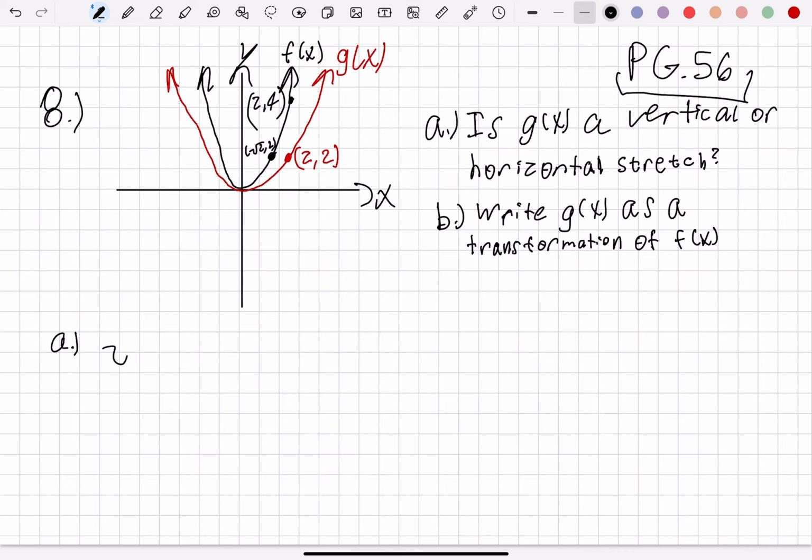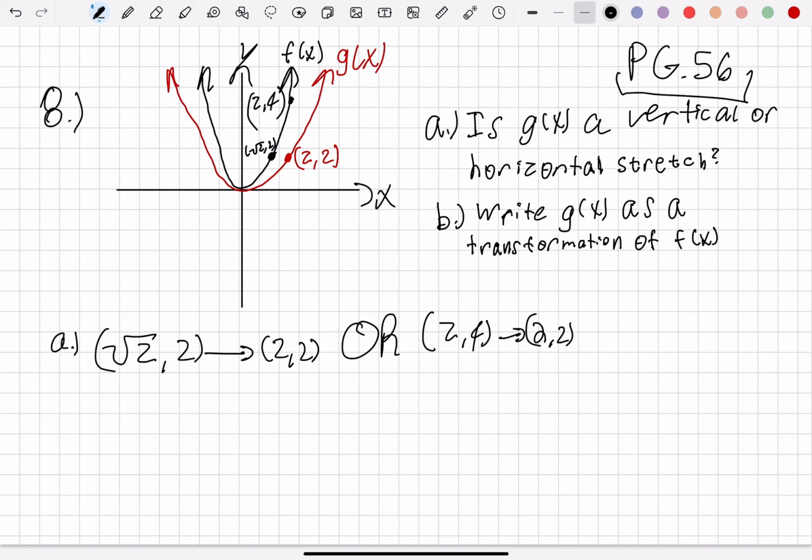We can compare the points radical 2 and 2 to 2 and 2, or we can compare the other point we're given, which is 2 and 4, to 2 and 2. So now, if you were to look at this from the first side, which is radical 2 comma 2 to 2 and 2, we would see that there's a horizontal stretch by a factor of 2, meaning you have to multiply these x values by 2 in order to get this. As well, if you look at it from here, you see that we have to divide this y value by 2 in order to get this.